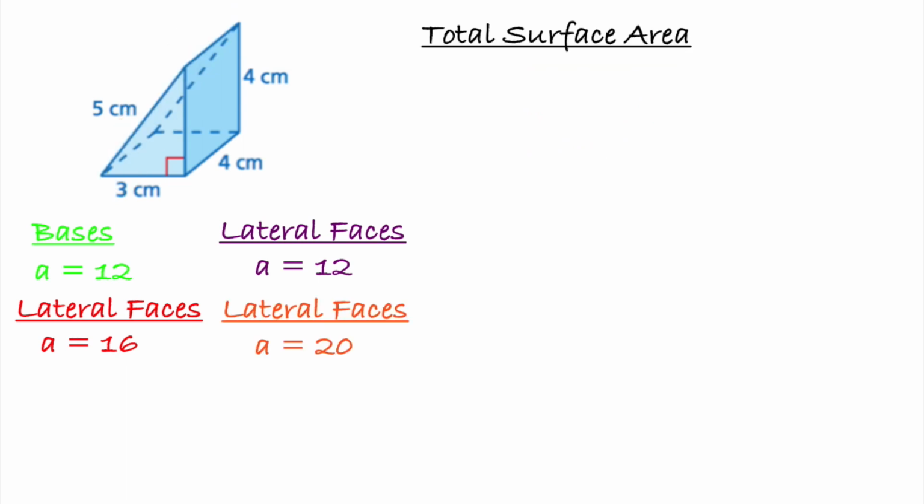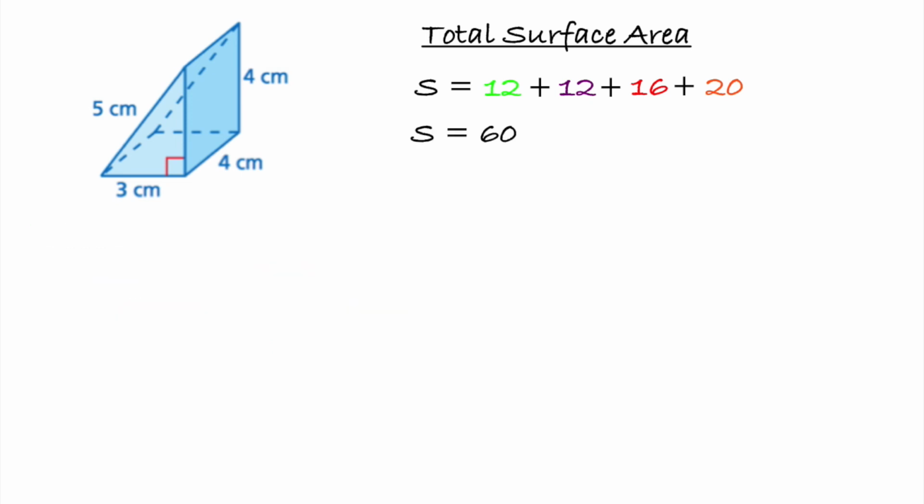And now to get our total surface area, we're just going to add all 4 of those areas together. So when we do that, we get 60. So our total surface area is 60, but we're not done because we don't have units on our answer. So I'm going to tack on my centimeters squared, and I'm good to go.